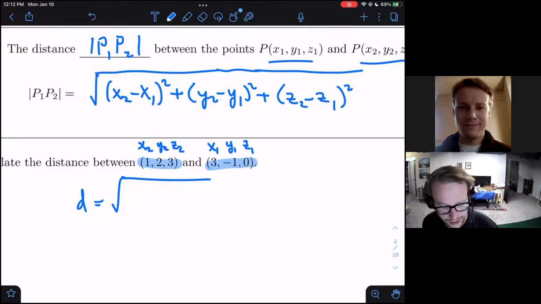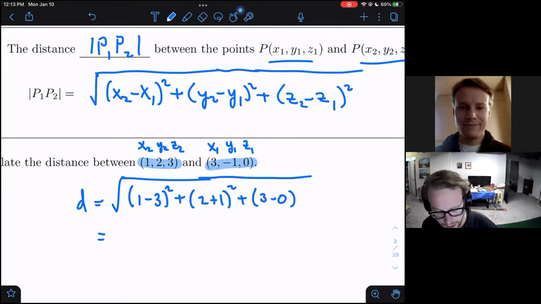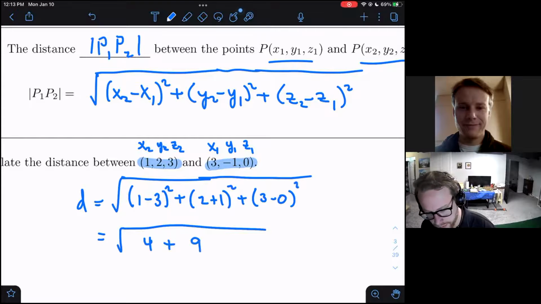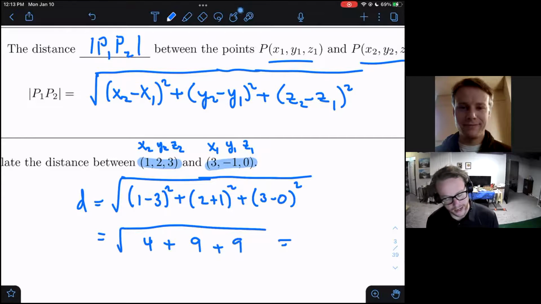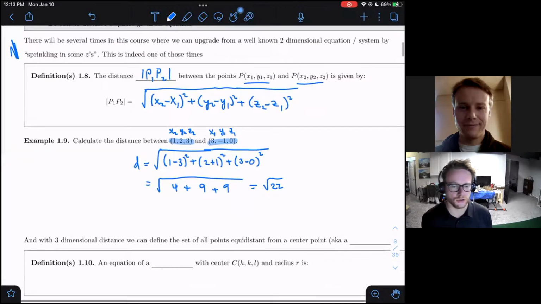Yeah, and Adrenal has the right idea. With the square, it's very forgiving. Exactly. So I'm going to have 1 minus 3 quantity squared. Again, yours will be the other way. I'm going to have 2 minus -1, and I'm going to have 3 minus 0, all quantity squared. So this is going to be what? -2 quantity squared will be 4. 3 squared will be 9. Oops, I forgot a little 2 there. And then another 3 squared is going to be another 9. So it's going to be 9 and 9 is 18, plus 4 is 22. So yeah, I agree. Root 22 will be the distance between these two points.